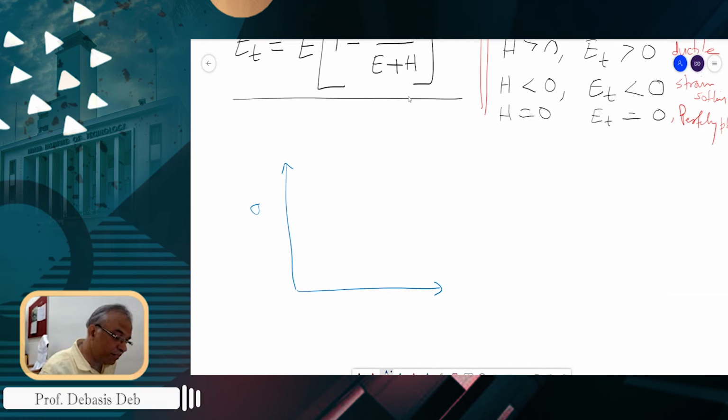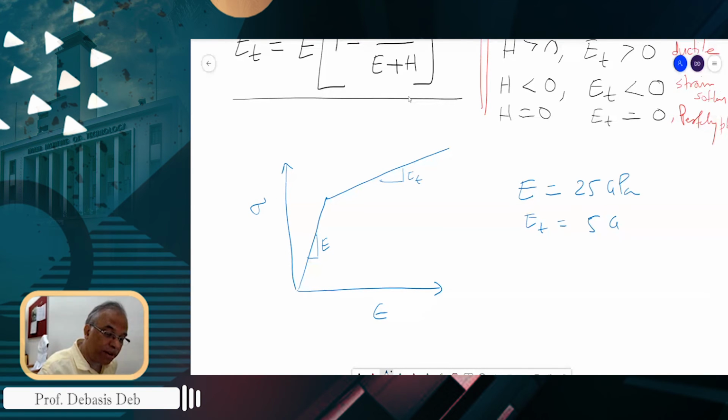This is sigma and epsilon. If you have pen and paper, you start also drawing. Here is the E and here is ET. Now E value is given 25 gigapascal. ET is given 5 gigapascal. So 1/5.